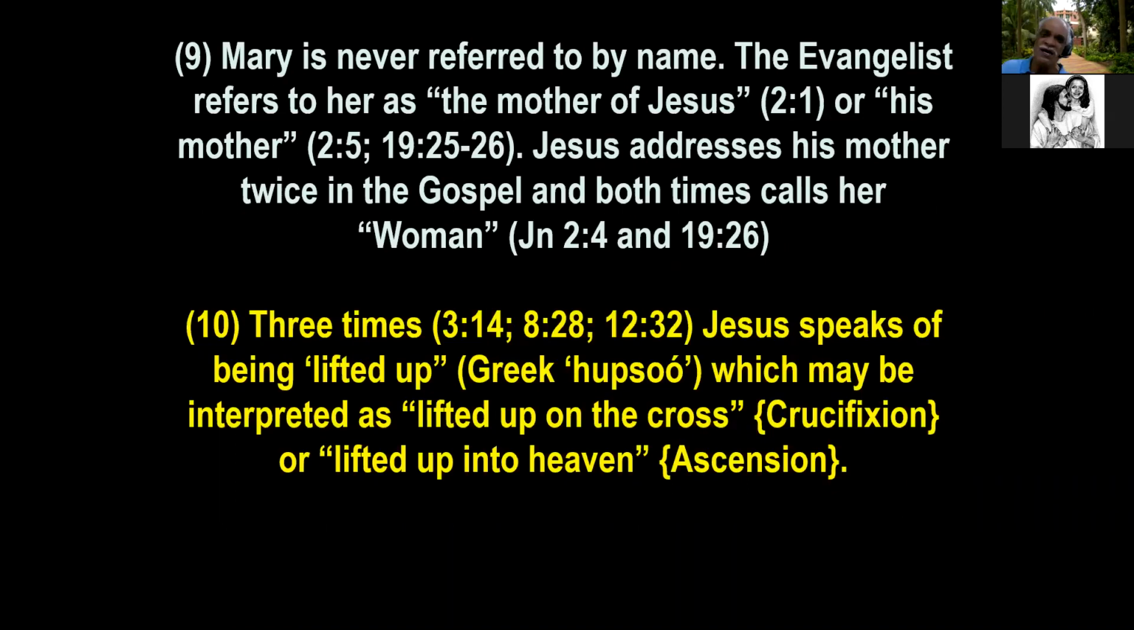In chapter 8, verse 28, the second of the 3 hupsus: "When you have lifted up the Son of Man, then you will know that I am." I am is the Greek ego eimi. And ego eimi is the name in Exodus chapter 3, verse 14, which God gave to Moses when Moses asks God for God's name. God says, I am who am. So what Jesus is saying in chapter 8, verse 28 is this. When you lift me up, then you will know that you are crucifying God. So it is God whom we are crucifying. It is God whom we are nailing to a tree.